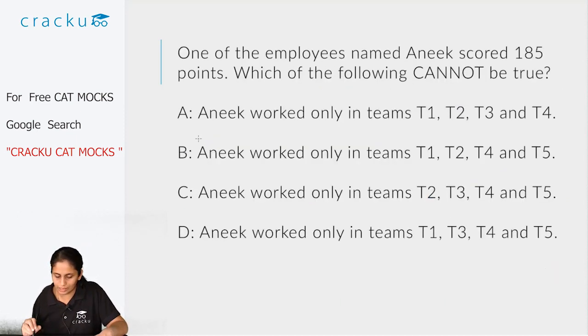Now let's go to the last question of the set. One of the employees named Anik scored 185 points. Which of the following cannot be true? So then the options are given. He worked in teams T1, T2, T3, T4 and some other combination of teams. Now let's see when can 185 points happen.